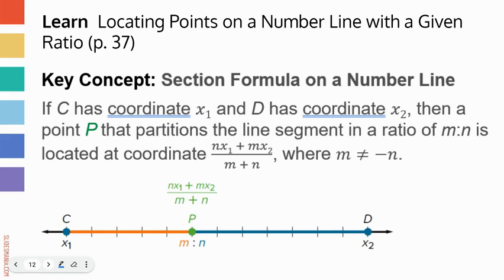Okay, so this is the formula that we're going to use to find point P. Point P is a point that partitions the segment, so it just divides it in whatever ratio they give you.